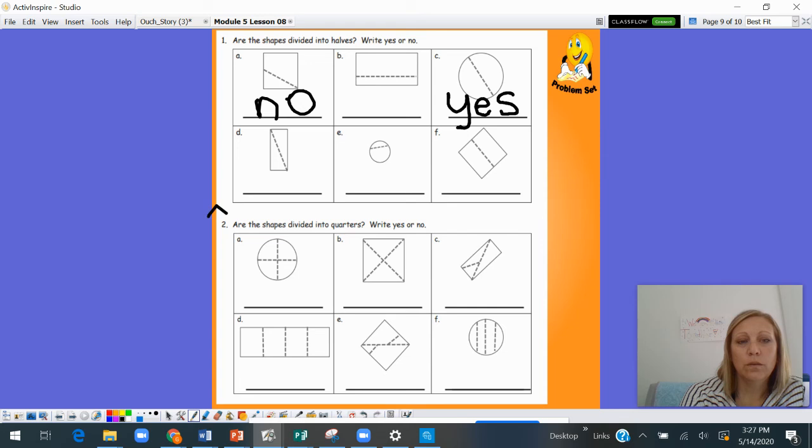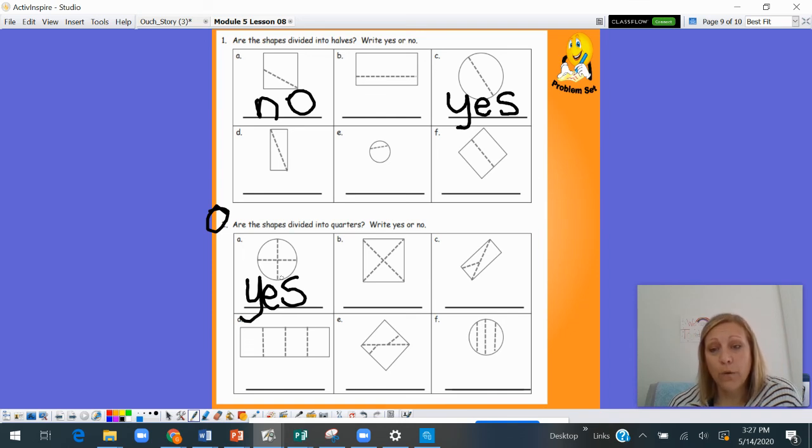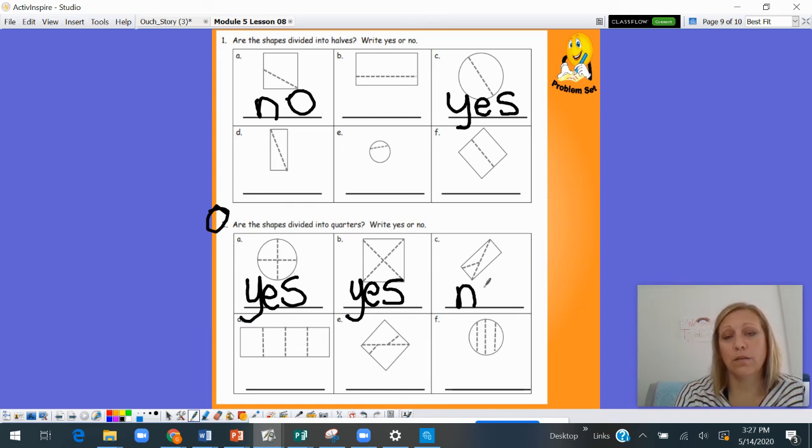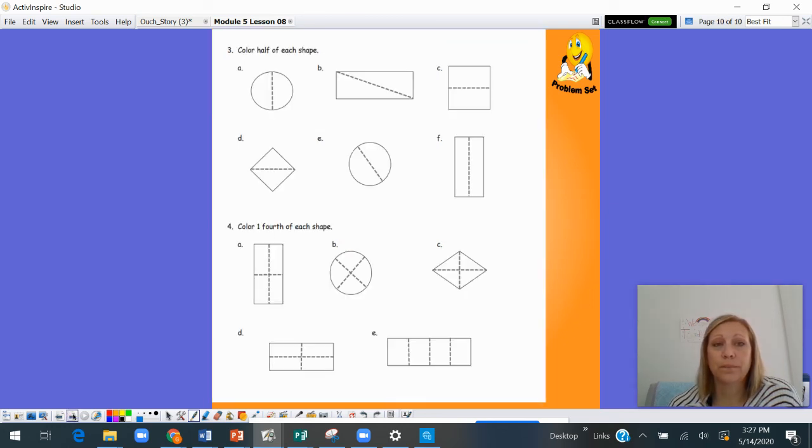On number 2, we're looking at 4 equal parts. Look at A. Are all 4 of those the same size? I agree. Great job, mathematician. What about B? Are all 4 of those parts the same size? Great. I agree. I say yes as well. Now, C. Are all of those the same? Nope, they're not. So we're going to write no. You're going to finish that on your own, and then you're going to do the back side.